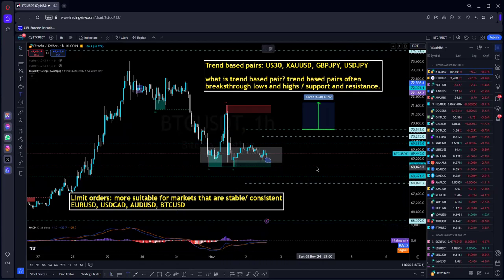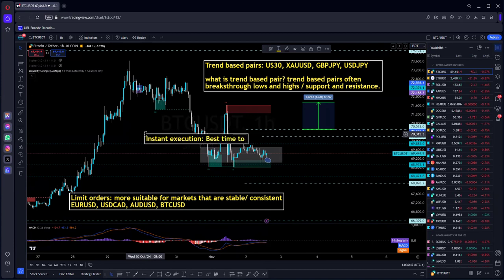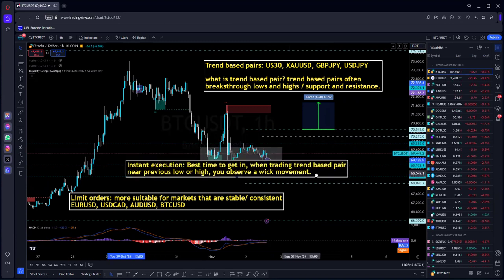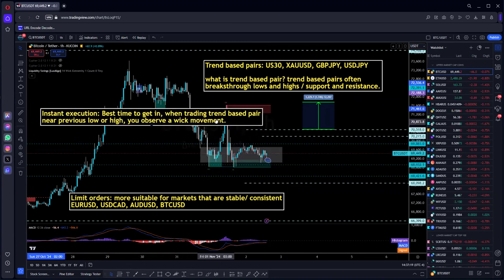Me personally, I like instant execution. The best time to get in when trading a trend-based pair is near a previous low, or near a previous high, when you observe a wick movement. So let's say you see a nice wick occurring, a nice pullback, like high momentum.